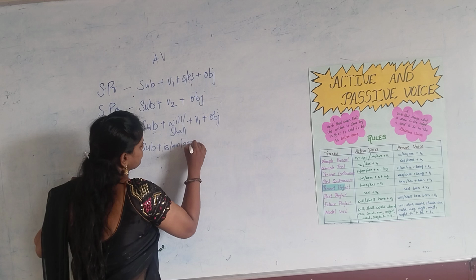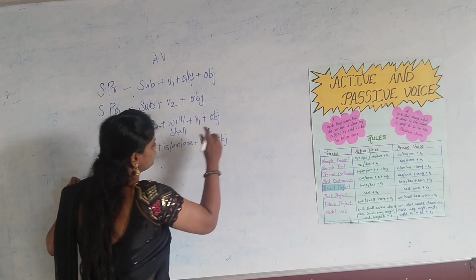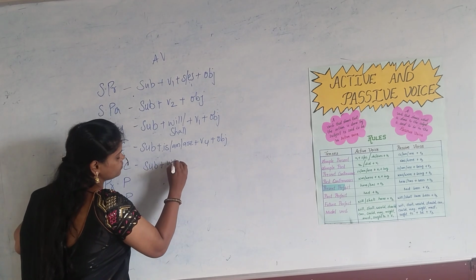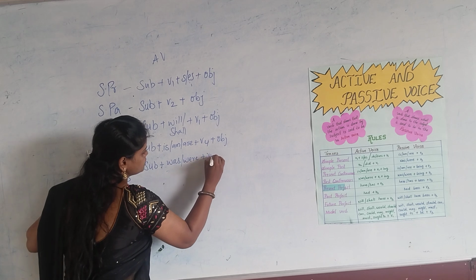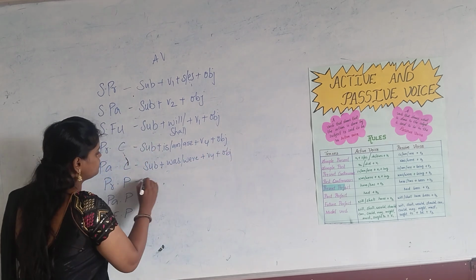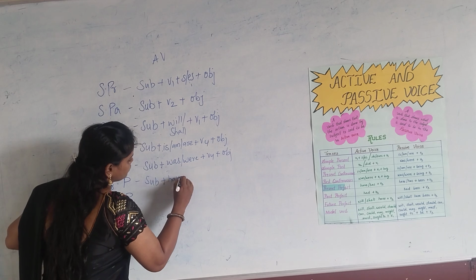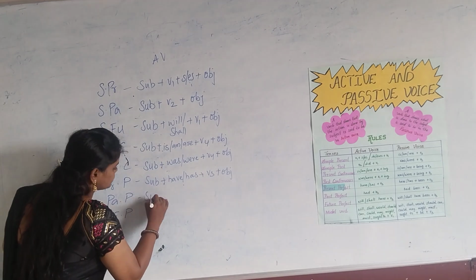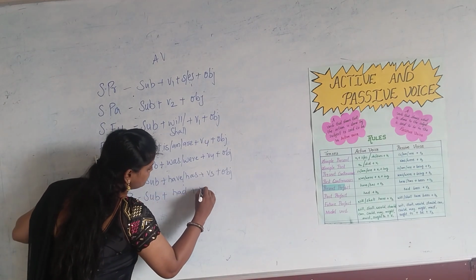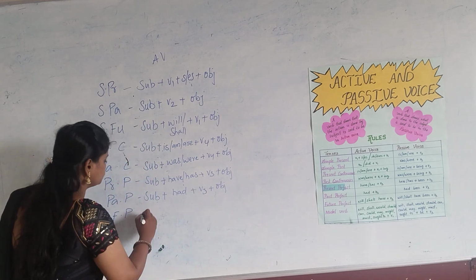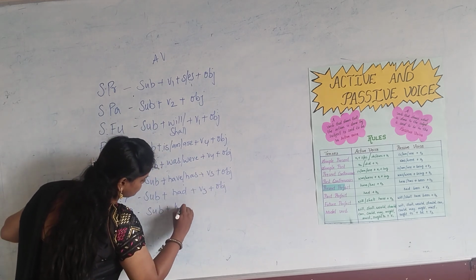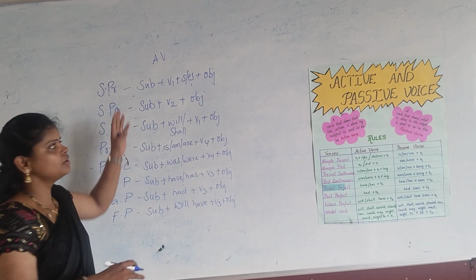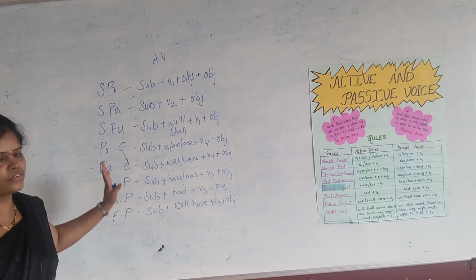is, am, are plus V4. V4 is nothing but V1 plus ing. Past continuous, subject plus was or were plus V4 plus object. Present perfect, subject plus have or has plus V3 plus object. Past perfect, subject plus had plus V3 plus object. Future perfect, subject plus will have plus V3 plus object. You all know all these tenses from before.